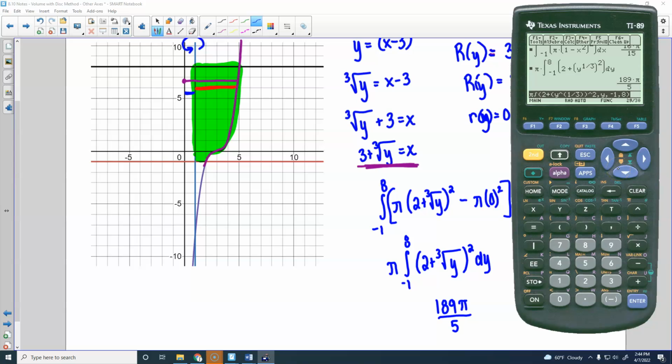Mine is wrong because I need an extra set of parentheses around my 2 plus, because my square's on the inside of those parentheses instead of the outside. 5/4 pi over 5.